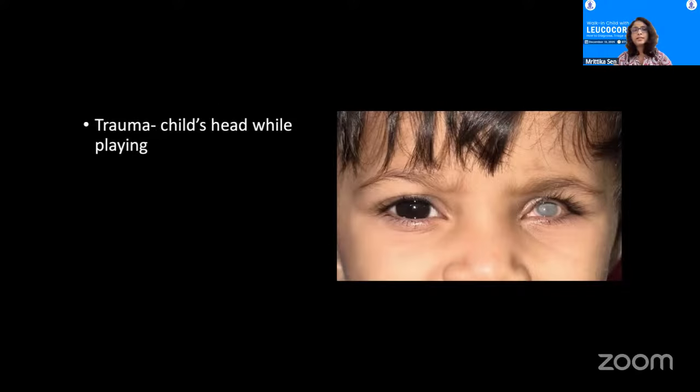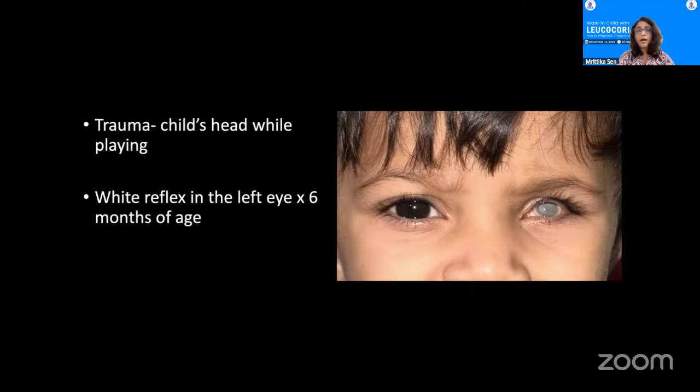So we asked the father what exactly happened. The father said that the trauma was with the child's head while playing. But on asking further, the father gave a clear history of white reflex in the left eye at the age of 6 months, much before the trauma actually happened. And when we asked the parents to show the older pictures, there was some exodeviation of the left eye.